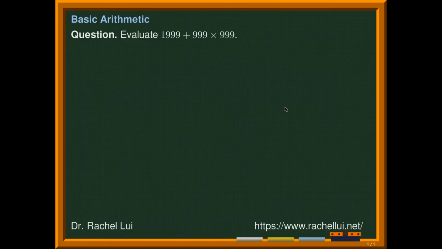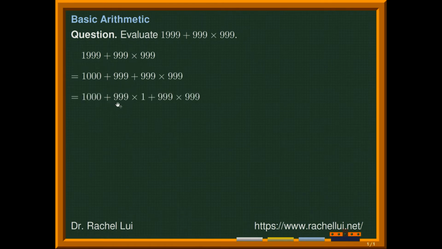So we are asked to evaluate 1999 plus 999 times 999. The first thing that I'm going to do is I'm going to break down 1999 into 1000 plus 999. And then I realized that this 999 is actually 999 times 1. So right now here, 999 times 1 plus 999 times 999.